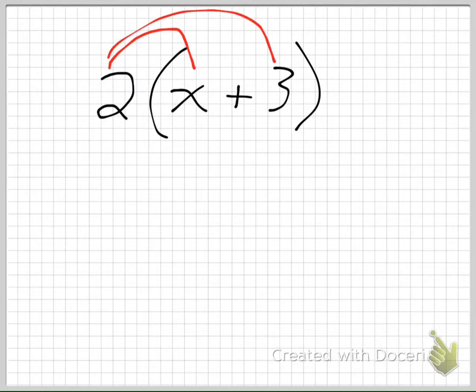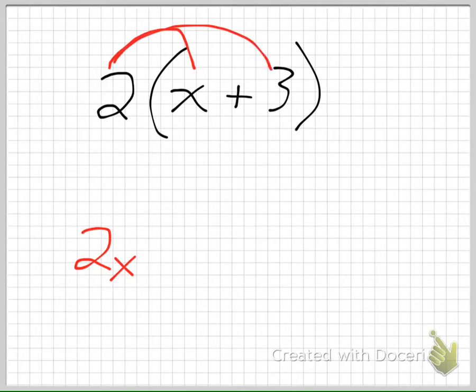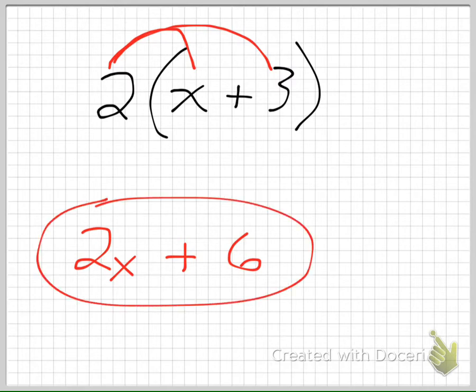So, what is 2 times x? How would you say that? 2x. Okay. And then, what is 2 times 3? So, plus 6. 2 times x plus 3 is 2x plus 6. That's how you simplify a problem using the distributive property. Do you understand what I'm saying here? Okay. You guys try one.